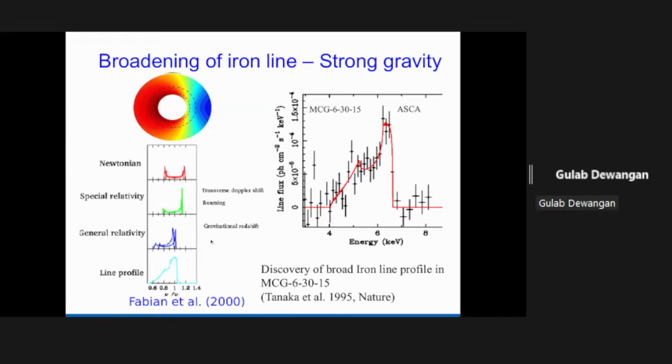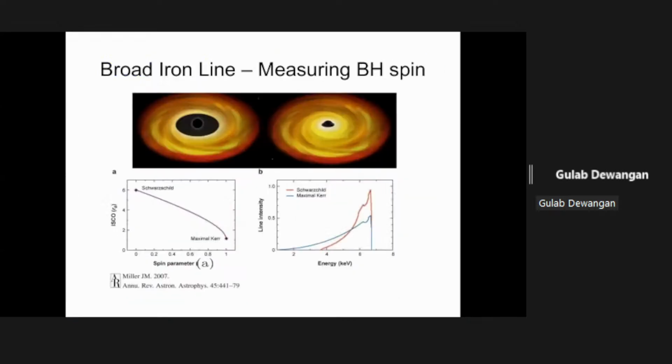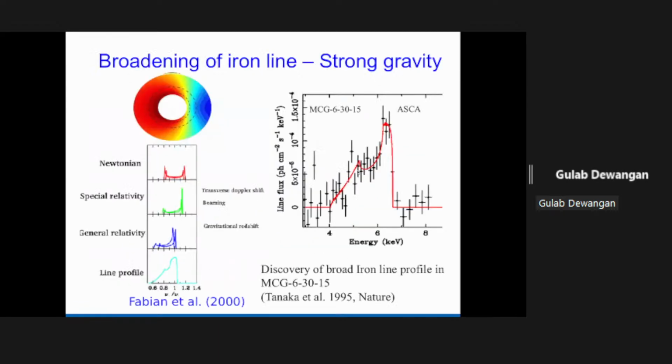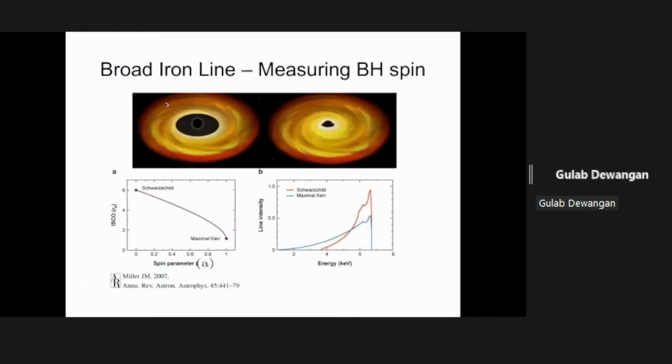Once this was discovered, people studied many other lines. Here this red wing is due to gravitational redshift, and gravitational redshift will be higher if the disk extends closer to the black hole. From general relativity, we know that if the black hole is not spinning, then the stable circular orbit is slightly further away, at 6 times RG, while if it is maximally spinning, the accretion disk is very close, at 1 RG.